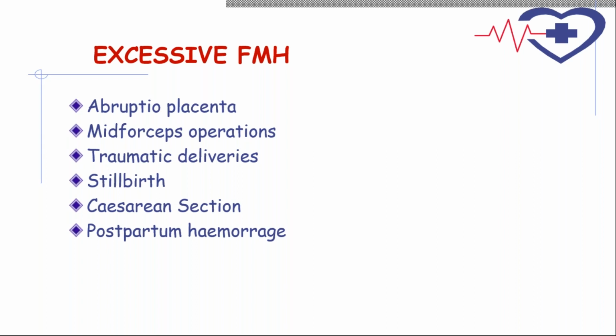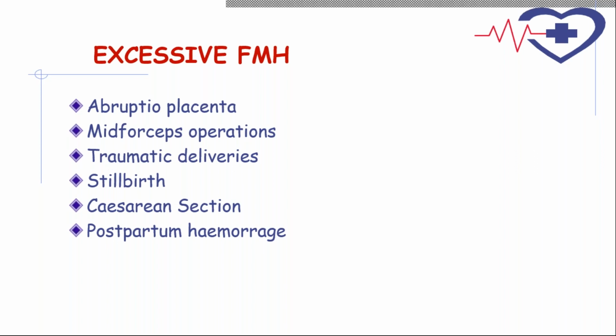See, 300 microgram of anti-D is sufficient for how much feto-maternal hemorrhage? It is sufficient for, I think, 30 ml of feto-maternal hemorrhage, no? Yes, ma'am. Any hemorrhage which will be more than 30 ml will not be covered by this much anti-D, and you need to give extra. These are the situations where you expect excessive feto-maternal hemorrhage like abruption, forceps, traumatic deliveries, stillbirth, cesarean section, postpartum hemorrhage, and manual removal of placenta also.